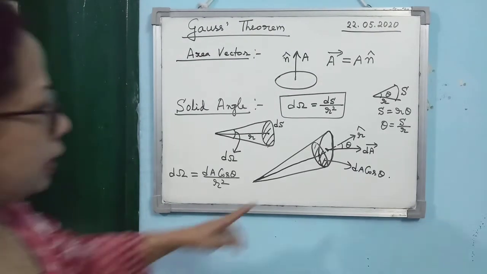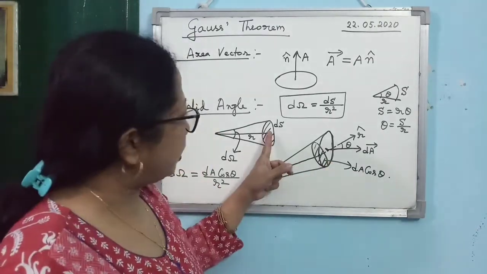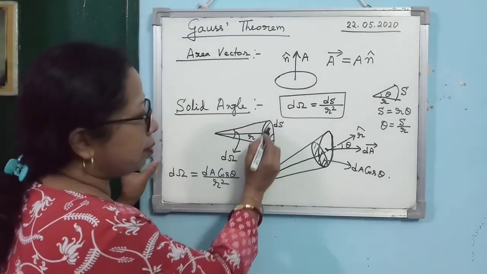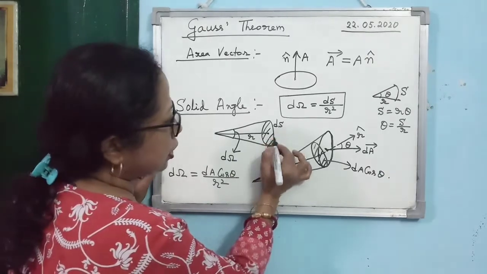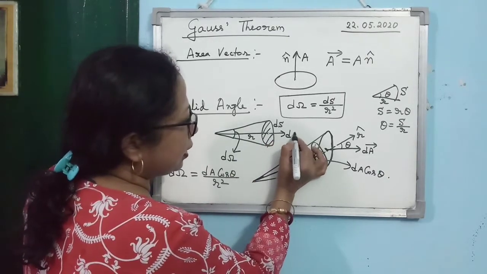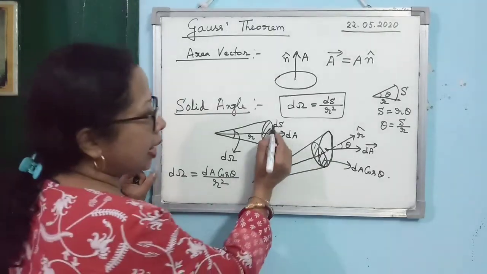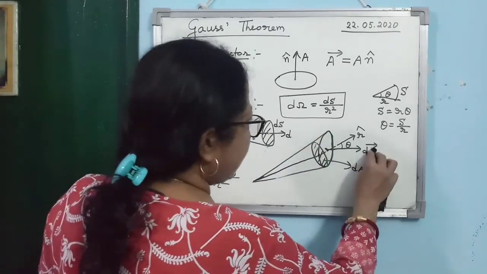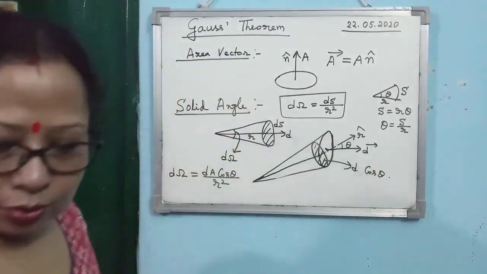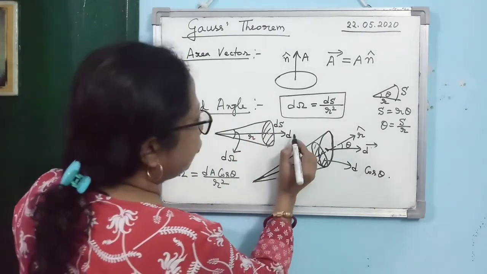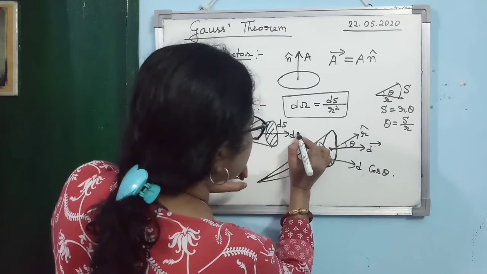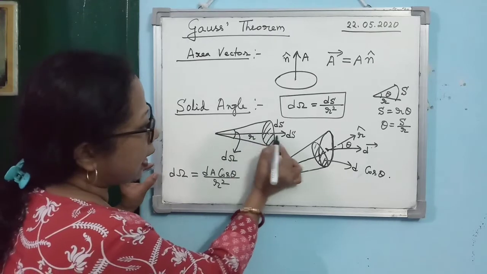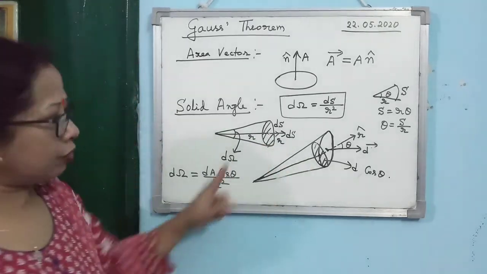Now consider this case of solid angle. Here the base and r are perpendicular to each other. What is the direction of the area vector here? The direction of the area vector dS is along this direction. I have represented it by S, so everywhere I must write it as S only. What is the direction of ds? The direction of ds is in this direction. So look at ds and r: they are in the same direction for this particular case.